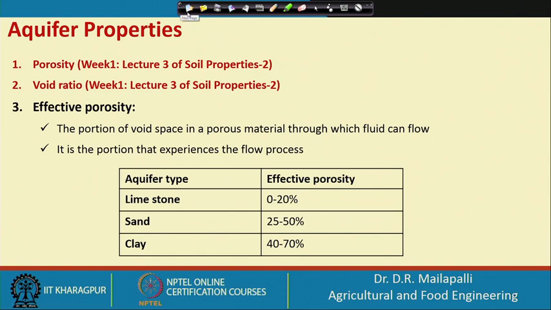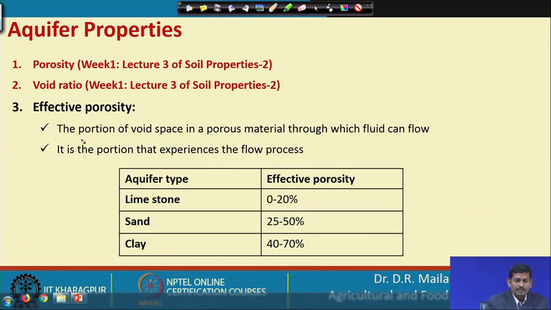Okay, these are the aquifer properties. If you see, porosity is one of the properties, because it is a soil media, and void ratio is another property. These properties are already explained in lecture number 3 of week number 1, so you can go through that. Another one is the effective porosity. Out of 100% of the porosity, how much really participates in the groundwater flow process, or what is the percentage of porosity which is effectively used in groundwater flow.